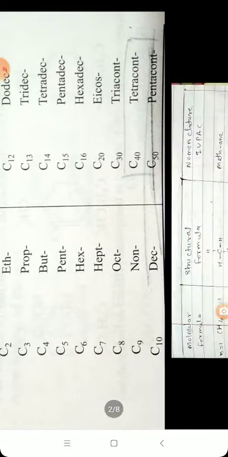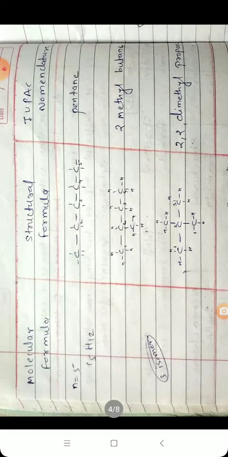Now, in the last lecture we discussed the nomenclature of methane, ethane, propane, butane and 2-methyl propane. Now continuing this, if we have n equal to 5, the general formula of alkane is CnH2n+2. If we consider n equal to 5, then the molecular formula will be C5H12. On the basis of that, we got three structures.